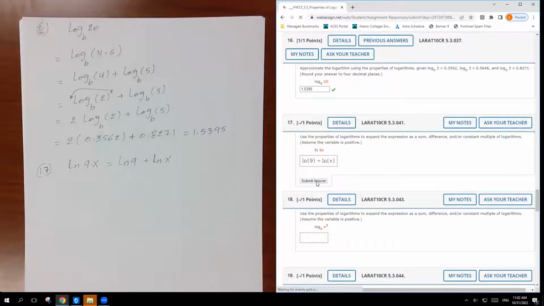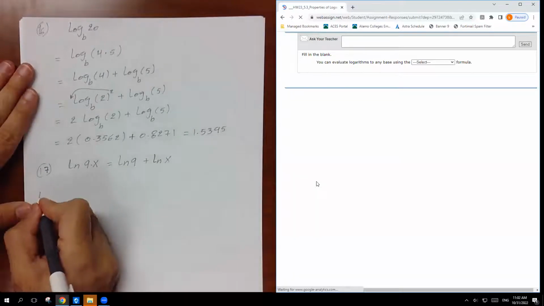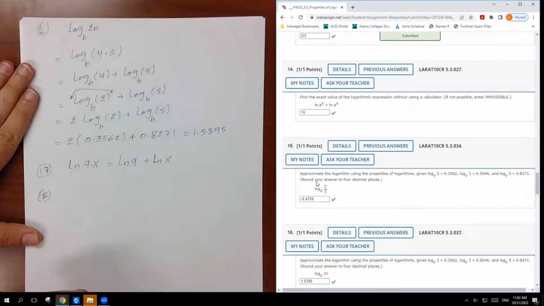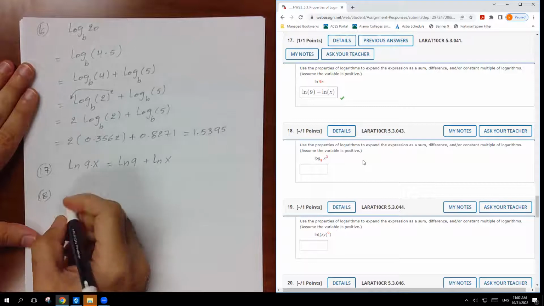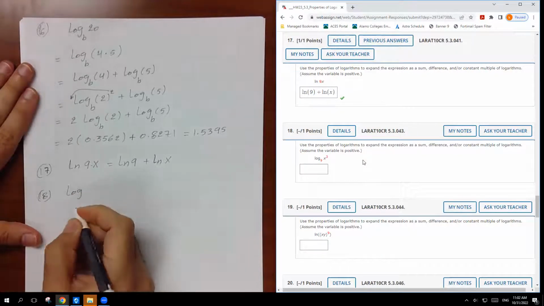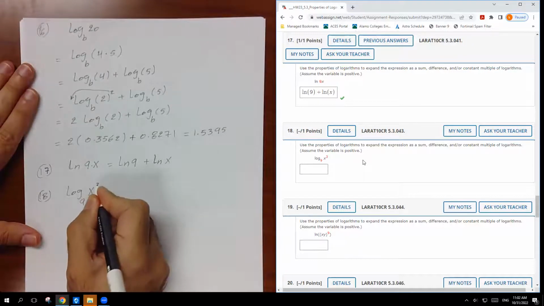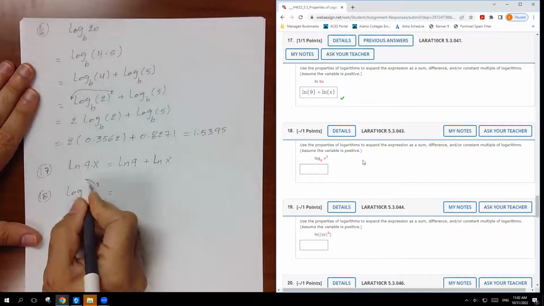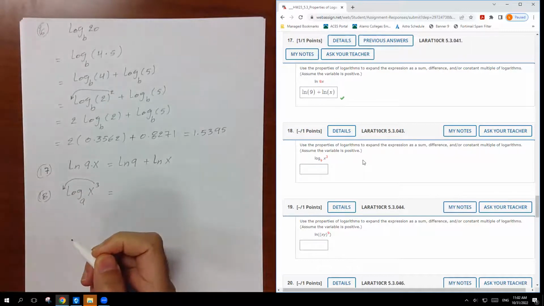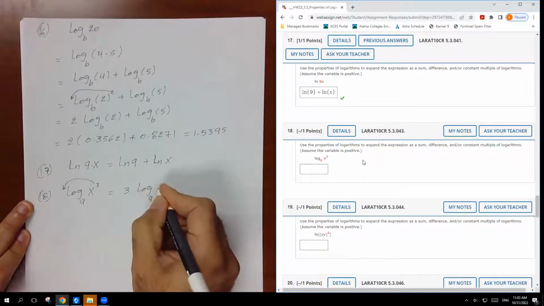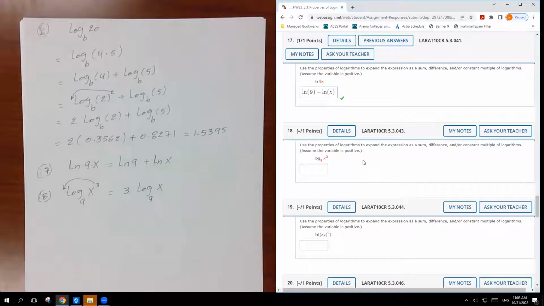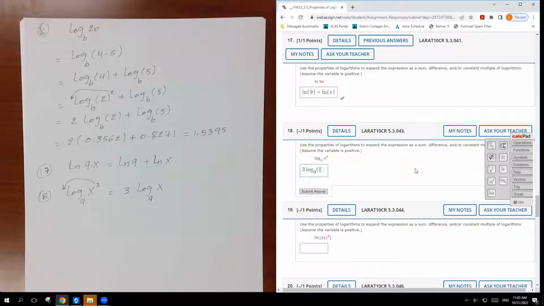The same thing with example 18. Example 18 is log to the base 9 of x cubed. This one is equal to, I'm going to move the cubed here, so it's going to be 3 log to the base 9 of x. That's it. We can't simplify it further. So we're going to say it's 3 log to the base 9 of x.